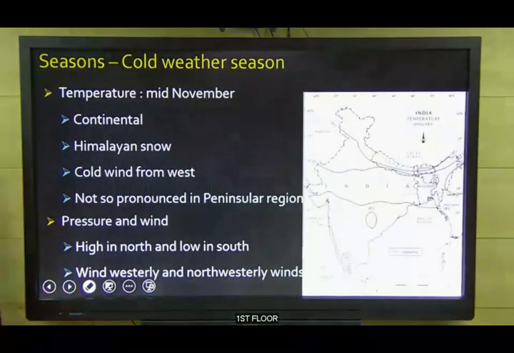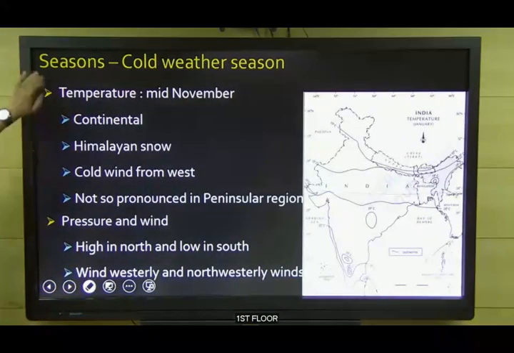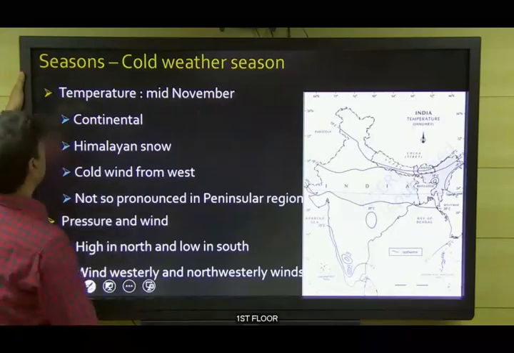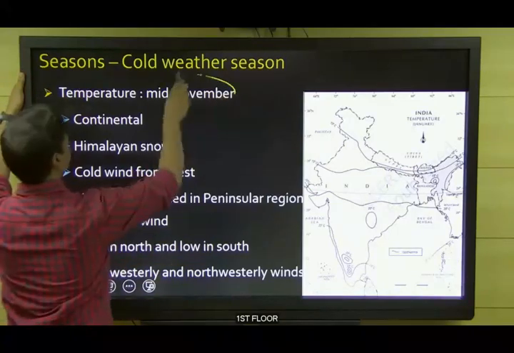I will take another 2-3 minutes. Cold weather season. Similarly, cold weather season, which is during the mid-November.